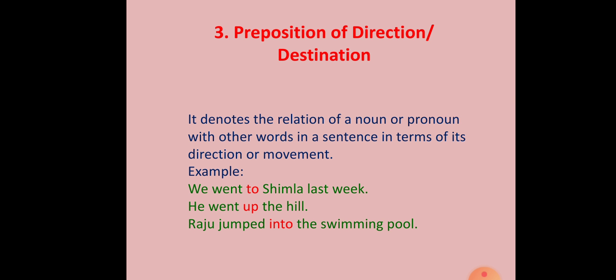He went up the hill. In this sentence, up is again a preposition which is showing the relation of the hill with the verb went. Next is: Raju jumped into the swimming pool. So here into is the preposition which is showing the relation of the swimming pool with the verb jumped. So these are the prepositions of direction which show the relation of a noun or pronoun with the words in a sentence in terms of its direction or movement.